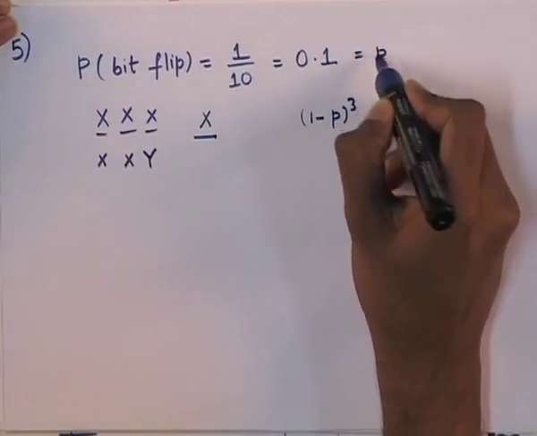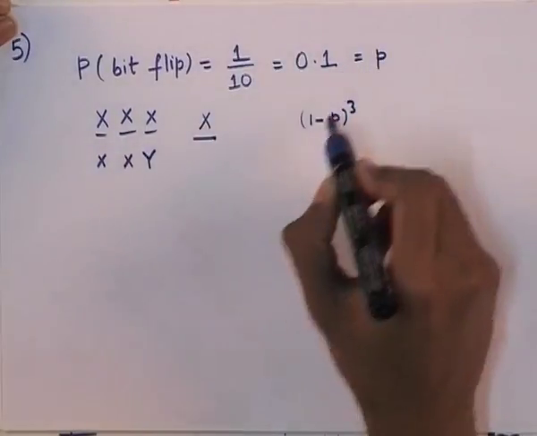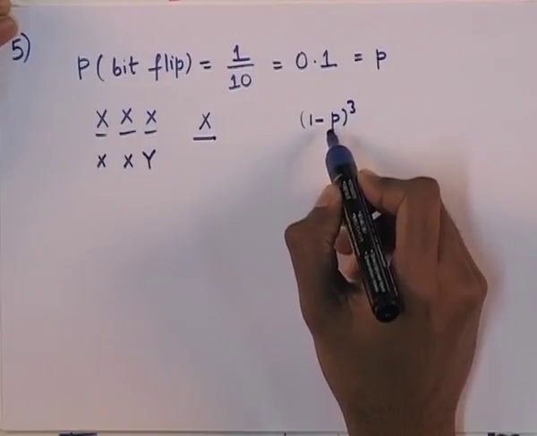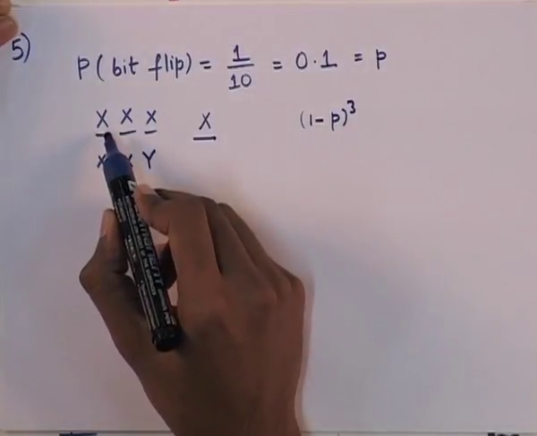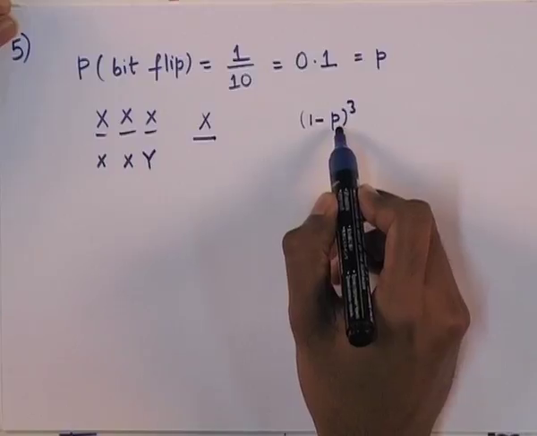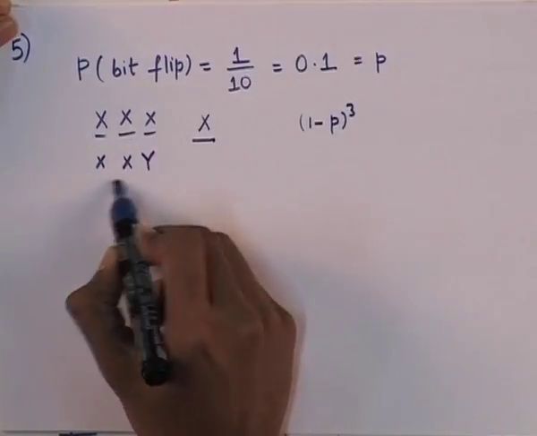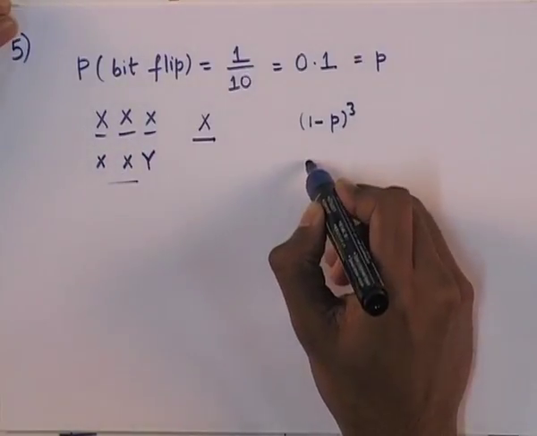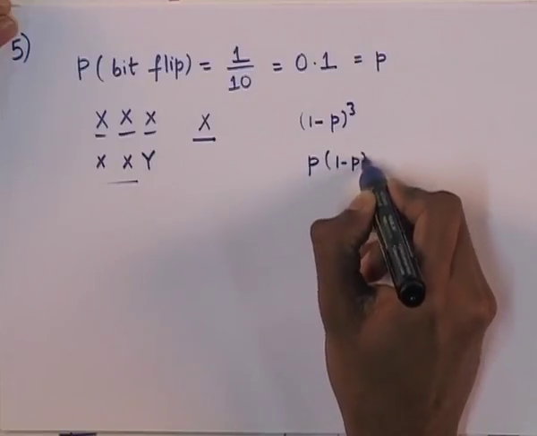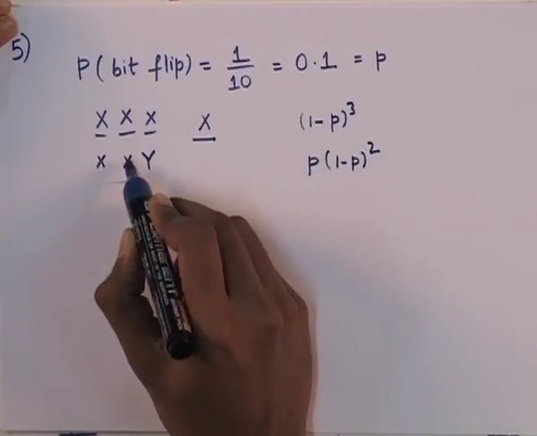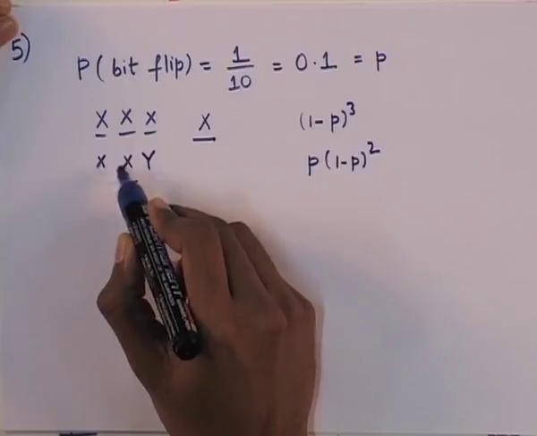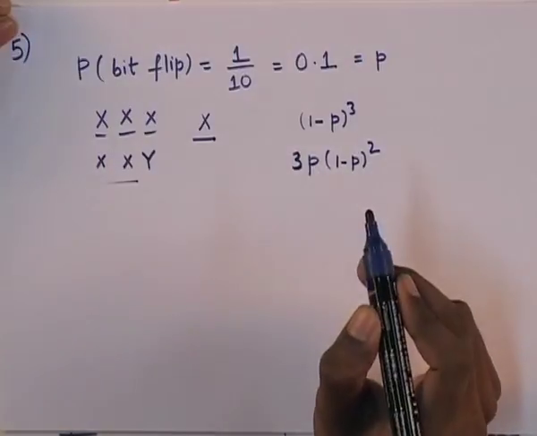So the probability of the first event is (1 minus p) cube. Say the probability of a bit flip error is p, then 1 minus p is the probability of occurrence of the correct action. So (1 minus p) cube is the probability for the first event, and the second event probability is p times (1 minus p) square. As y can happen in any position, there are 3 possibilities, so into 3.